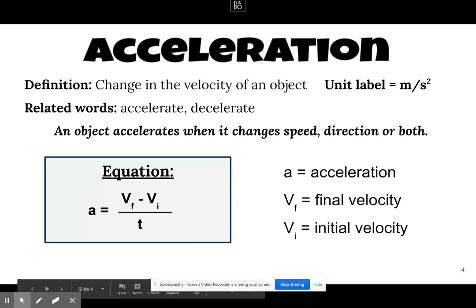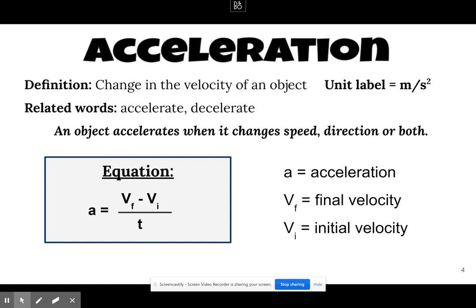All right, our definition for acceleration. This is our vocabulary word for today. Acceleration is a change in the velocity of an object. Our units for acceleration are meters per second squared. Some related words for acceleration are accelerate and decelerate. And it's important to note that an object accelerates when it changes speed, direction, or both.